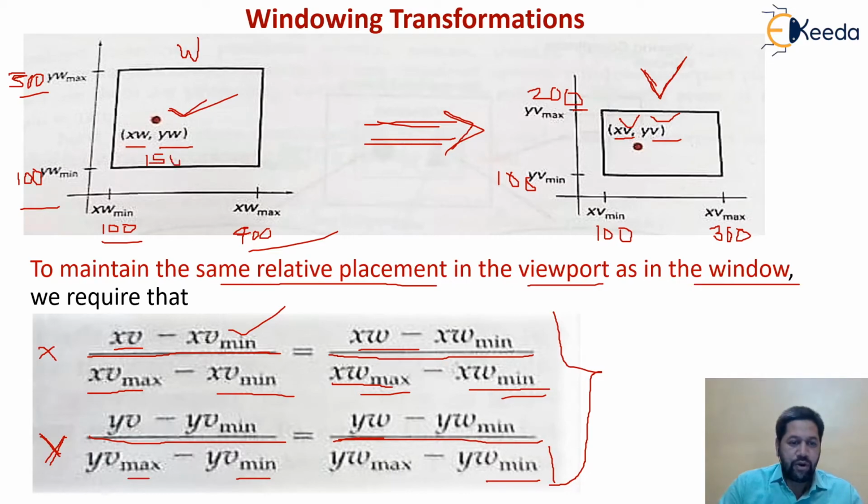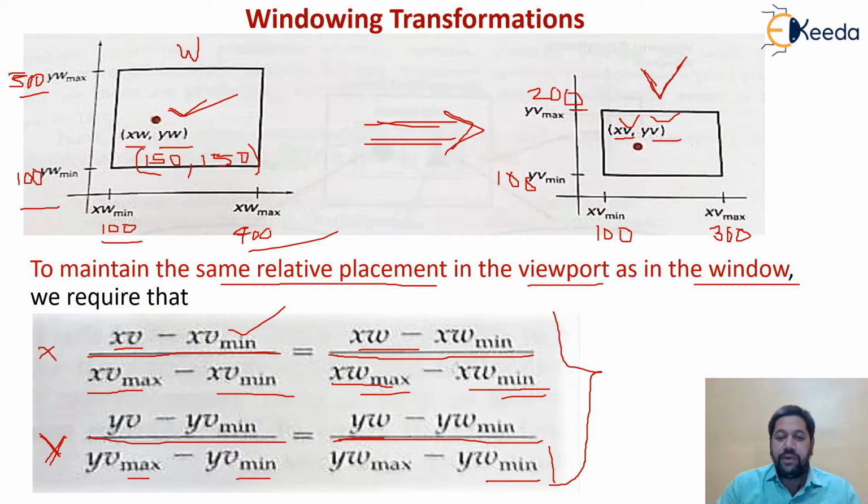What is the value of this? It is 150 comma 150. Suppose I take it as an example. Considering this as an example, I have the value of xw, yw as 150, 150. Then what should its value be when it is mapped to the viewport? What should its value be in xv and yv?